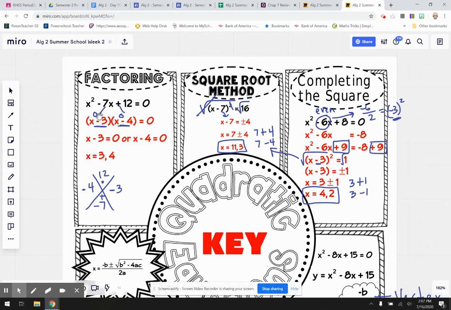But what's going to make those factors equal 0 is the question, because it equals 0. And that's going to be a +3 and a +4. So 3 and 4 were your answers.